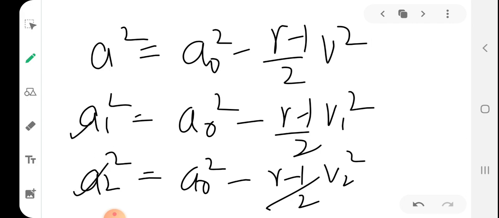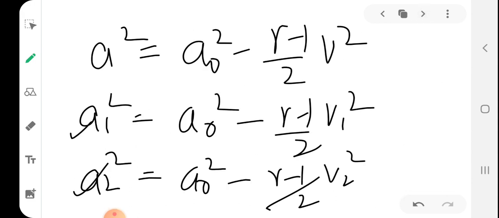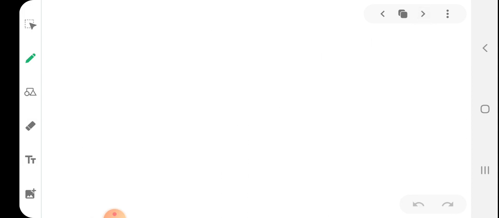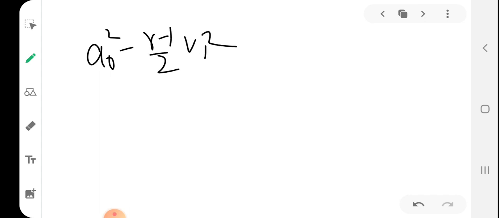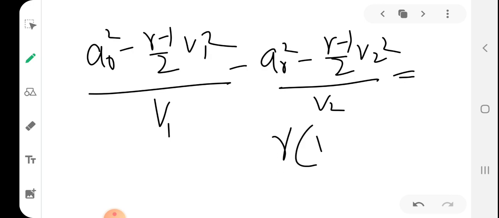So students, I am substituting for A1 square and A2 square. So A1 and A2 will be eliminated, and the equation will become in terms of A0, V1 and V2: A0 square minus (gamma minus 1) by 2 V1 square, by V1, minus A0 square minus (gamma minus 1) by 2 V2 square, by V2, will be gamma into (V2 minus V1).